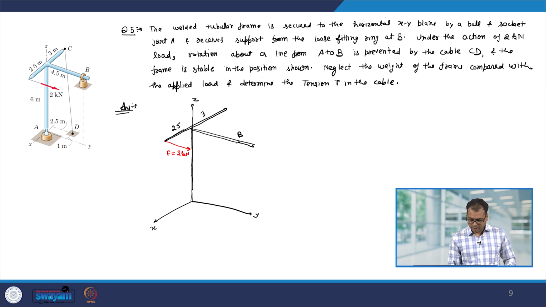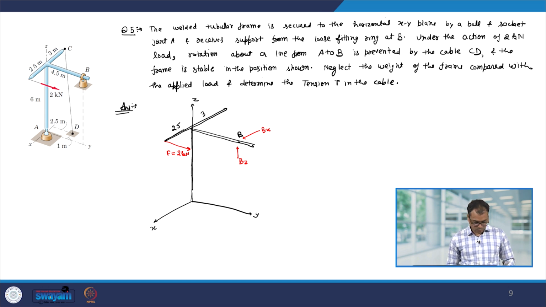And at point B, we have the reaction forces Bz and Bx. That is going to act. Now, there will be no force along the y direction because this ring at B can move in the y direction. So, it is free to move. Therefore, there won't be any reaction along the y direction.